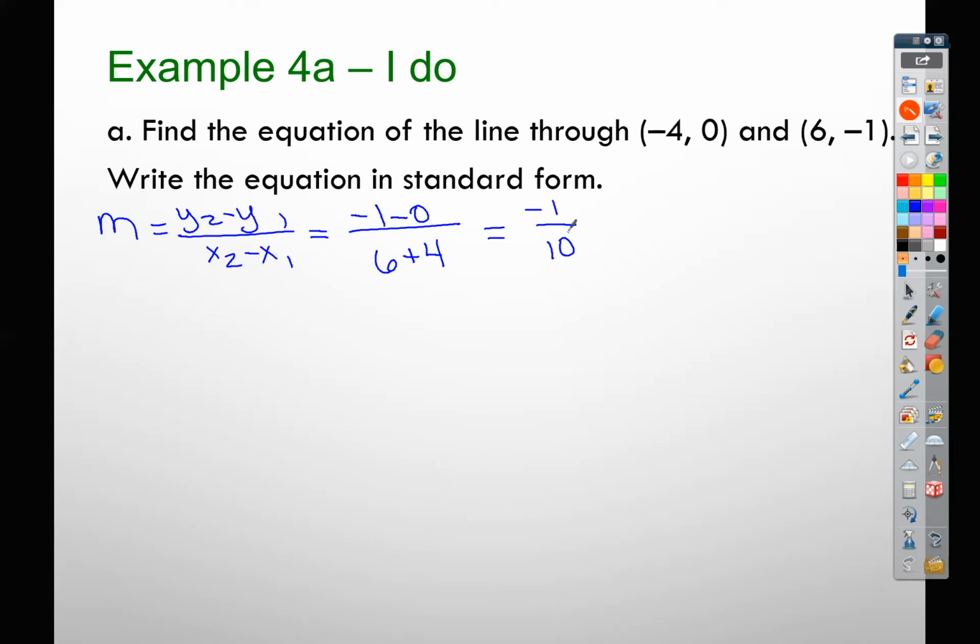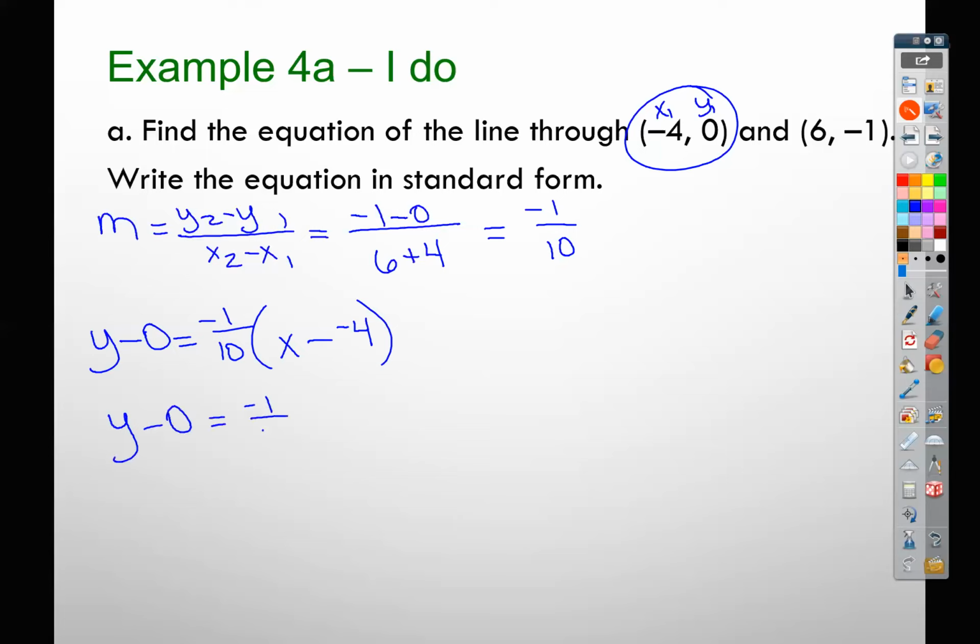Okay. Now I'm going to use a point for point slope. I'm just going to choose one. It does not matter which one you use. It will work out either way. If you use 6, -1 as your x1, y1, it will work out just the same. Okay. So we're going to go y minus y1 equals m times x minus x1. So I'm going to get y minus 0 equals -1/10 x. This would change to plus, so minus 4 over 10.